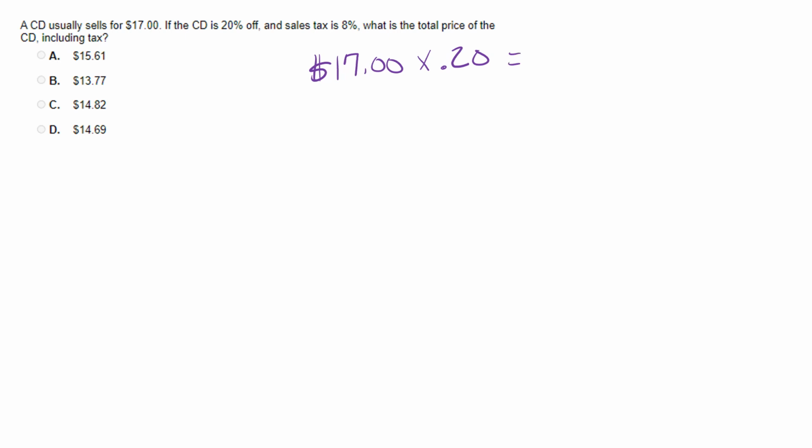And I know that 2 times 17 is 34. And I've got 1, 2, 3, 4 numbers after the decimal. So this would be $3.40 off. So now I'm going to say, okay, it was $17, but now I've got a sale. I'm subtracting that $3.40.